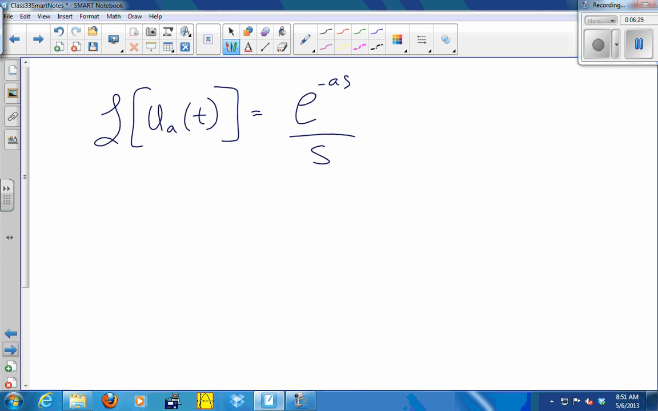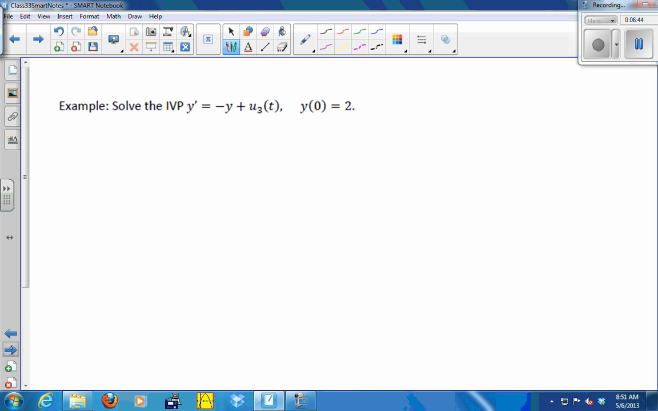All right, so now we can take the Laplace transform of any Heaviside function. 0 for some values, 1 for other values, and we can split where 0 is and where 1 is anywhere. Now we're going to use the fact that we know how to do this Laplace transform to solve an initial value problem. So I have y prime equals negative y plus u3 of t. That's just a Heaviside function, 0 when t is less than 3 and 1 when t is bigger than or equal to 3.